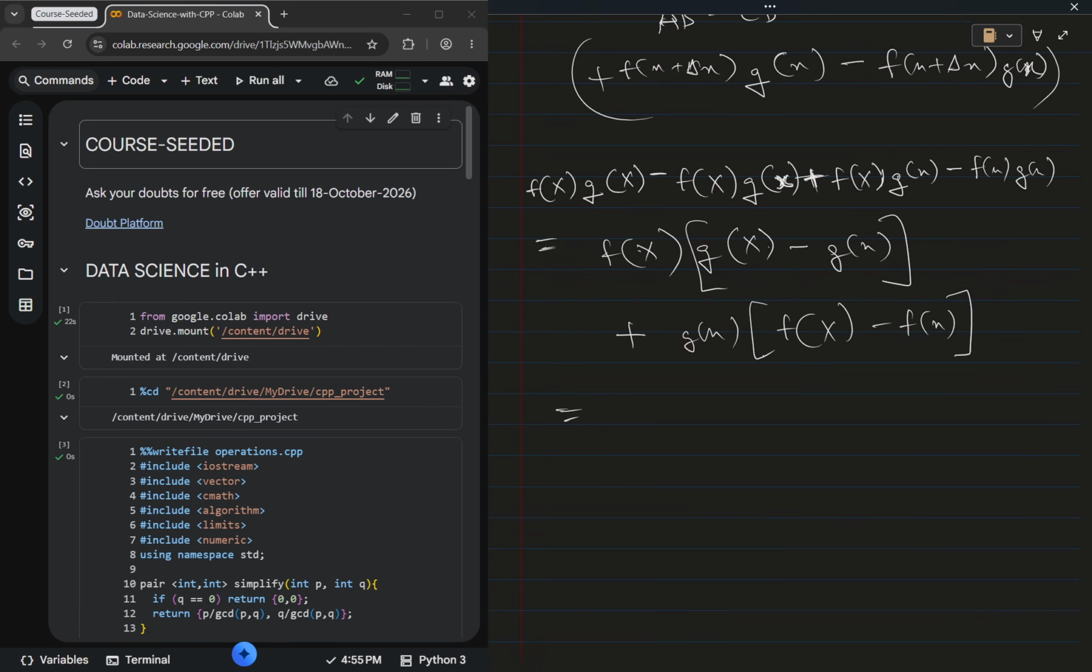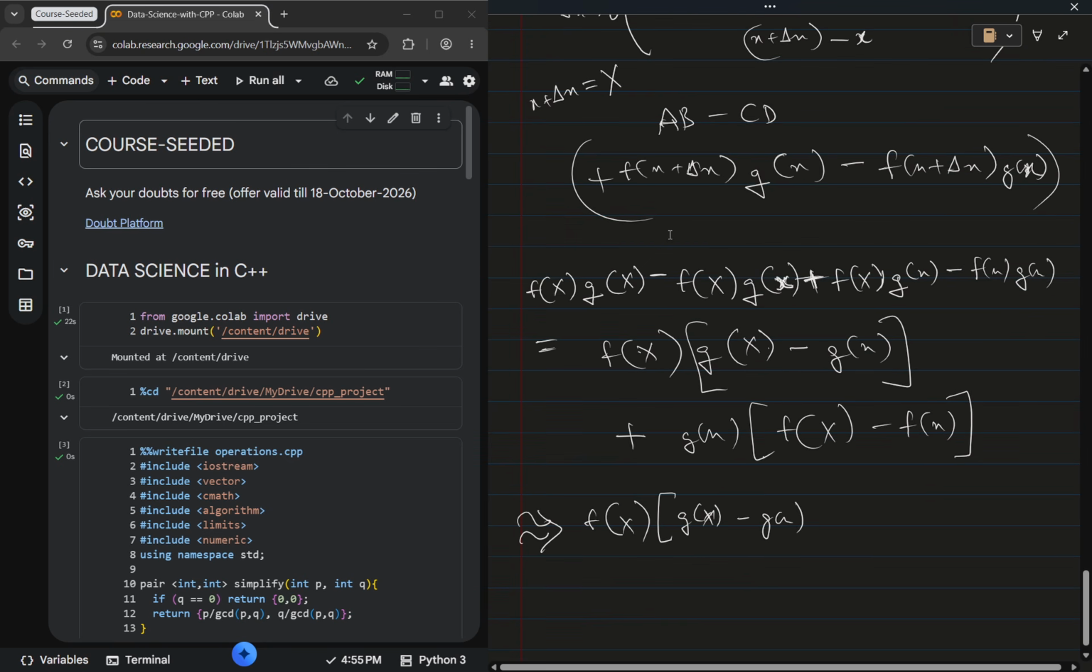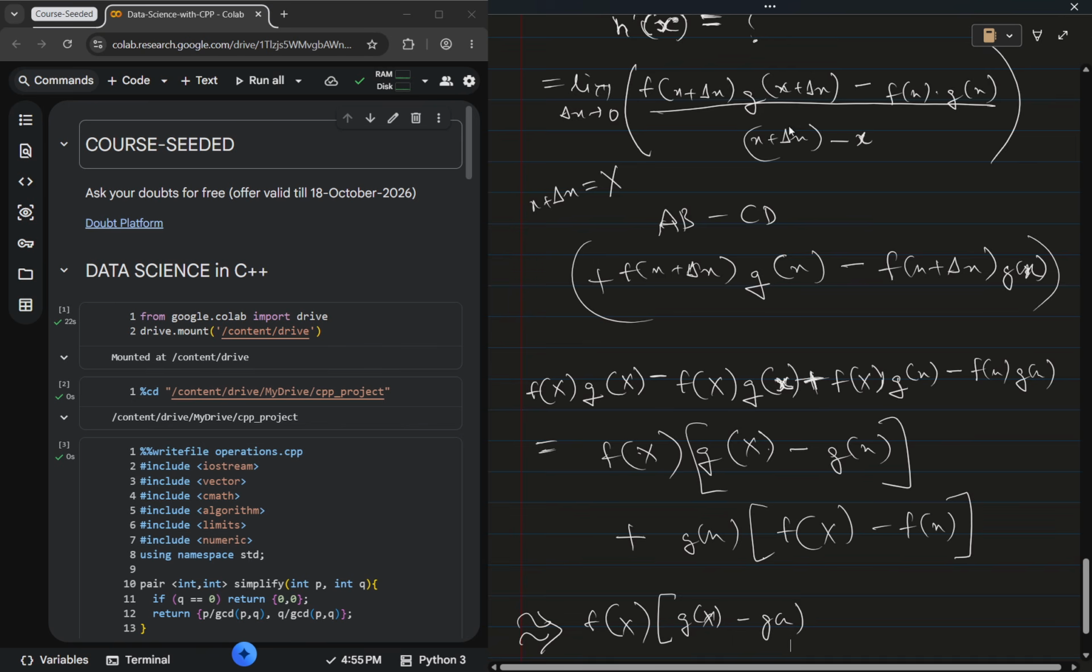Then you can say this implies that our f(x plus delta x) g(x), sorry, let me write it as capital X only because it won't fit over here. So we have this g(X) minus g(x). Then we have this delta x over here.